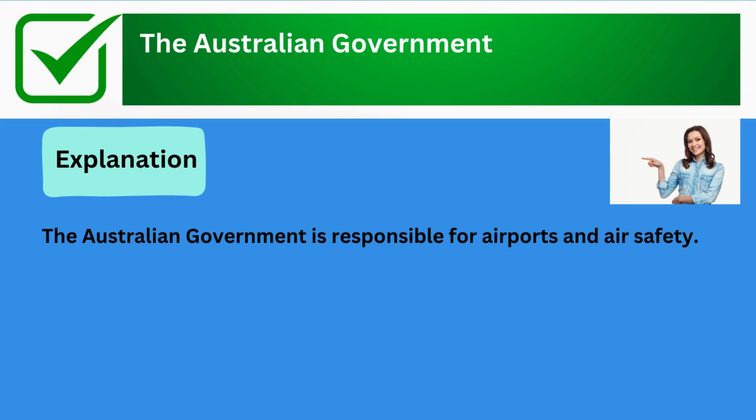The correct answer is the Australian government. Explanation: the Australian government is responsible for airports and air safety.